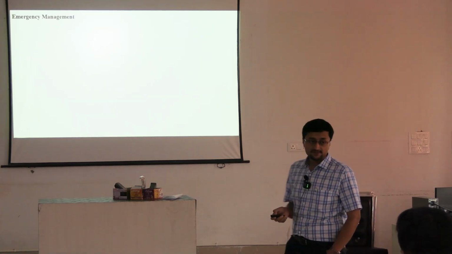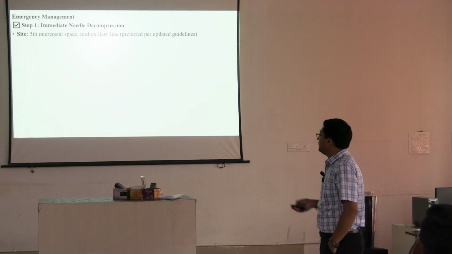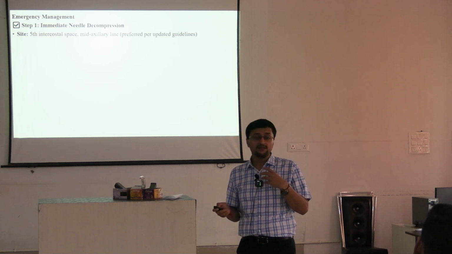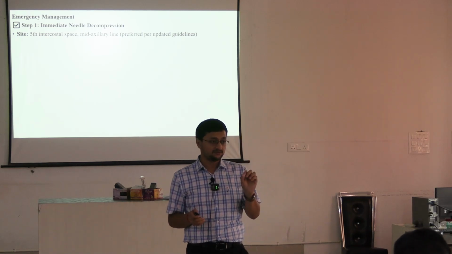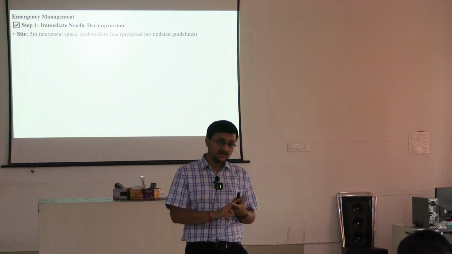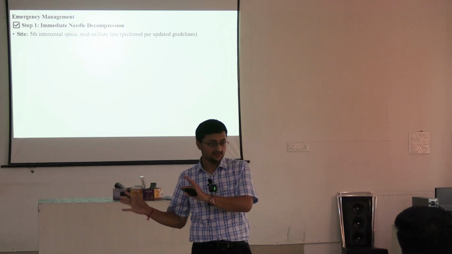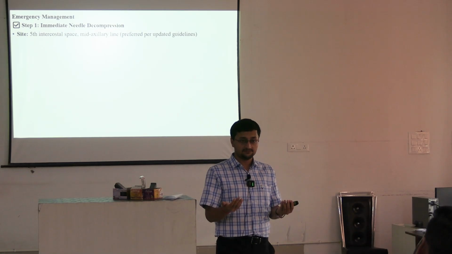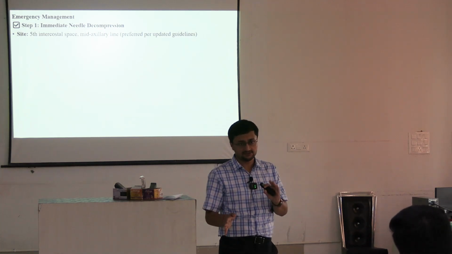So what should be done for emergency management? Definitely put on an oxygen cannula, oxygen mask, and immediate needle decompression. Needle decompression, because the ideal management is putting a chest tube. Right? A chest tube has to be put in this case of pneumothorax. But arranging a chest tube takes time, dressing has to be done, there are many factors.